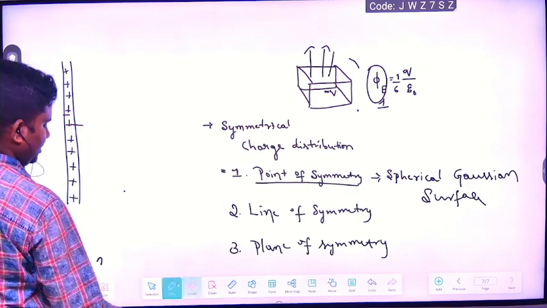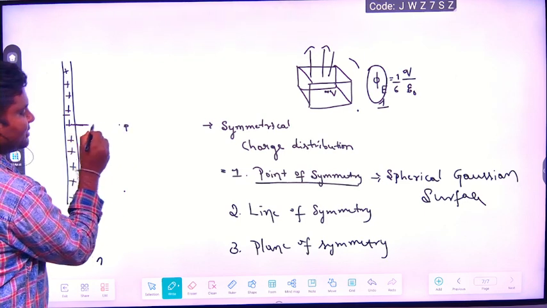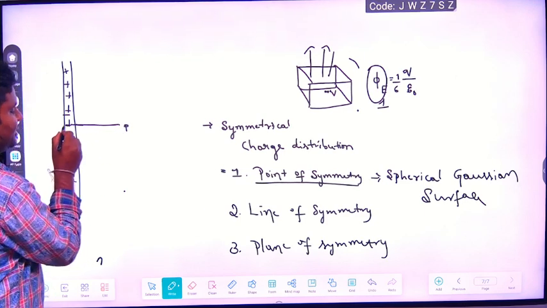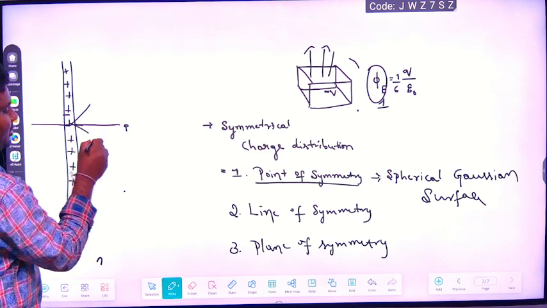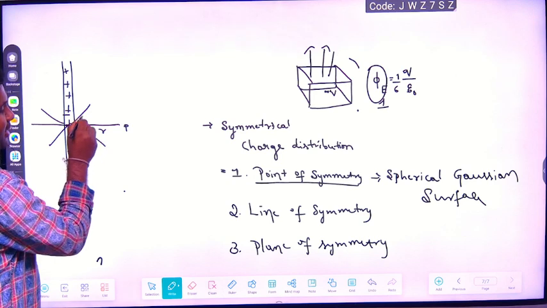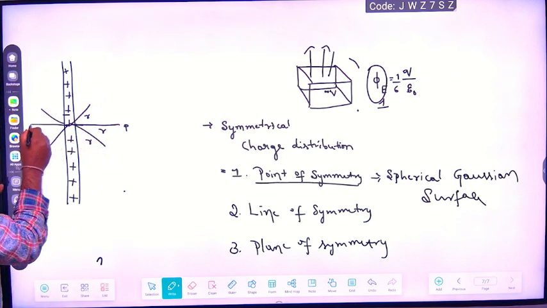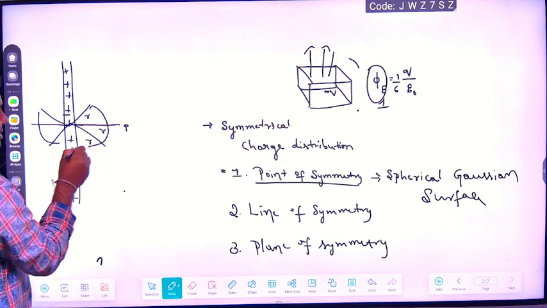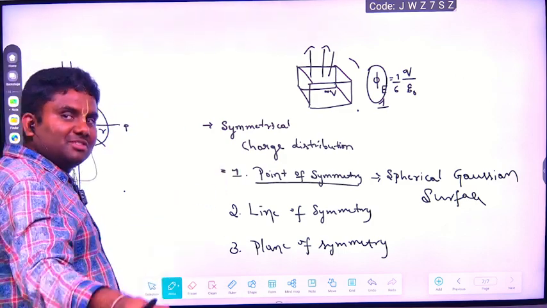You see, if this is point P, the distance of the point P from the charge at this side, if the point P is this side, it may be anywhere. This side, this side, this side. It is equal distance I will take. Now, the electric field lines also will move equally. It will make like a circle. Correct, right? So, electric field lines all move in all directions.